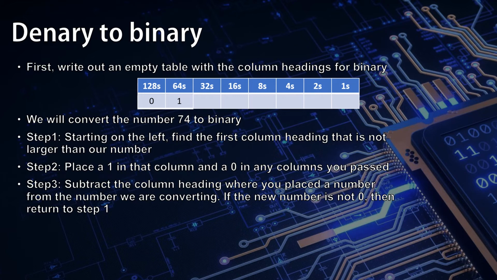We go back to step 1 with our new number 10, and starting on the left, the first column heading that is not larger than our number is 8. So we place a 1 in there. We place zeros in the columns that we've passed. We take 8 away from 10. Our new number is 2.